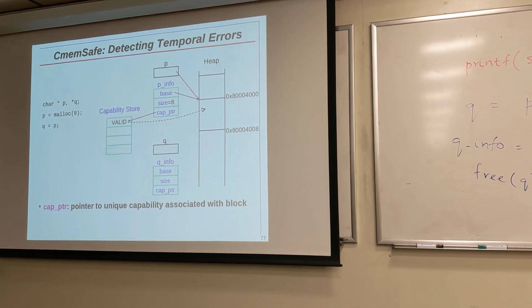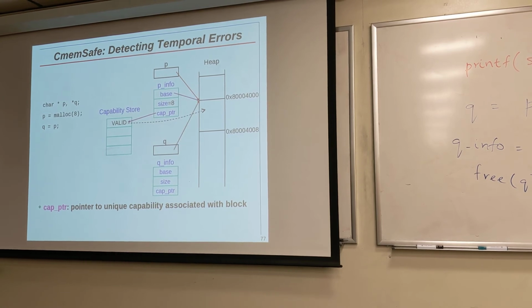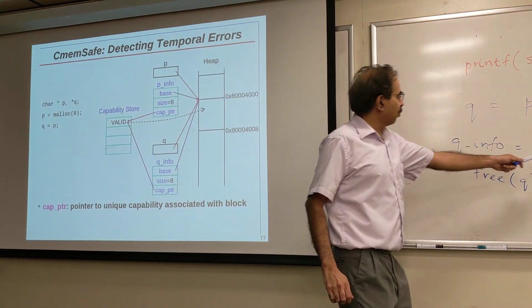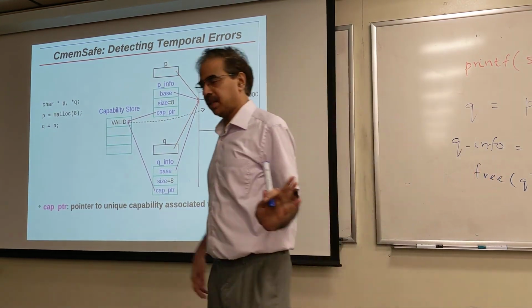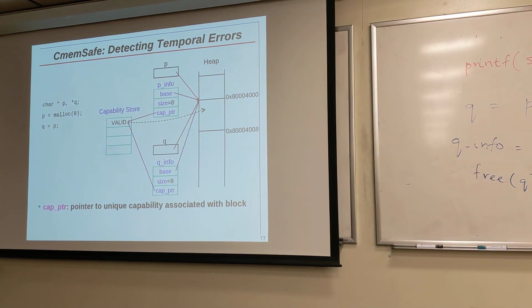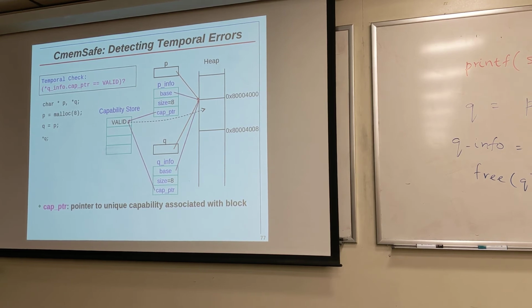And when you have Q equals P, then again all the metadata is going to be copied. So this part about simply copying P info to Q info remains exactly the same, right? You just have an additional metadata field. Now, star Q is going to be fine. What it's going to check is that this capability store says it's valid.